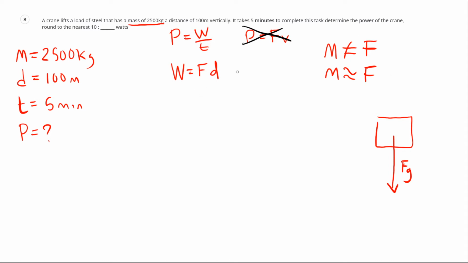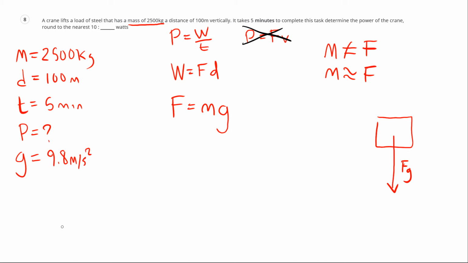So, to proceed in this problem, we need to figure out what force is. Force, in this case, is equal to mass times the acceleration that the object is experiencing. This object is experiencing acceleration, but it's a known acceleration: the acceleration due to gravity. We call that little g. Over to the side, if I really need to, I can restate what little g is. Little g is 9.8 meters per second squared.